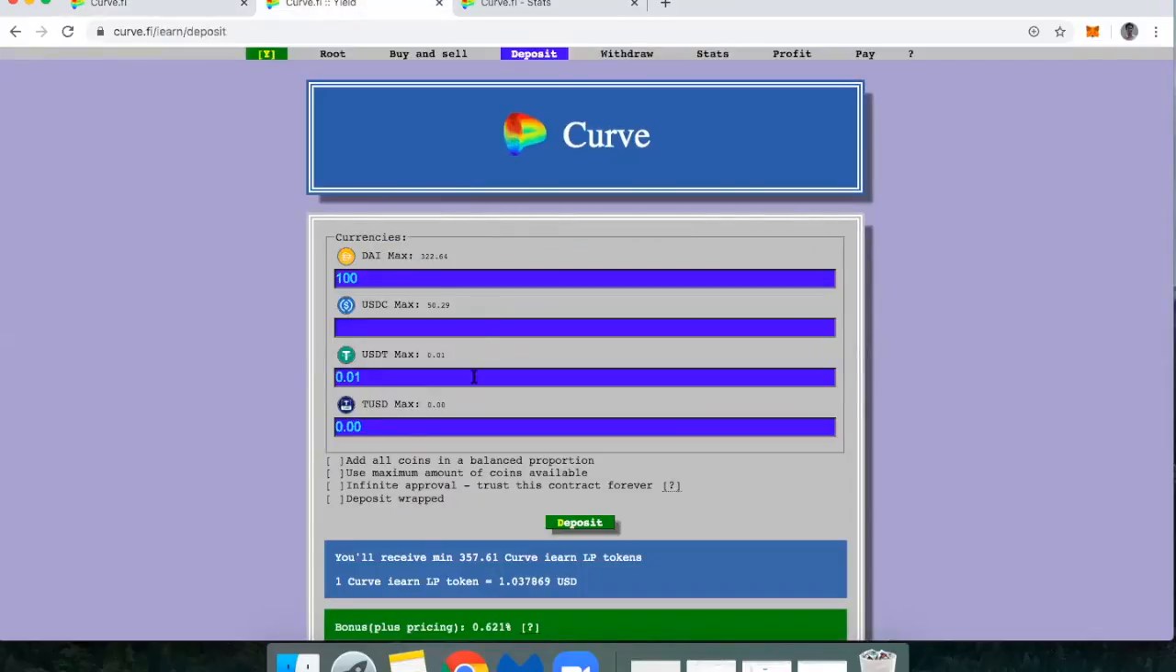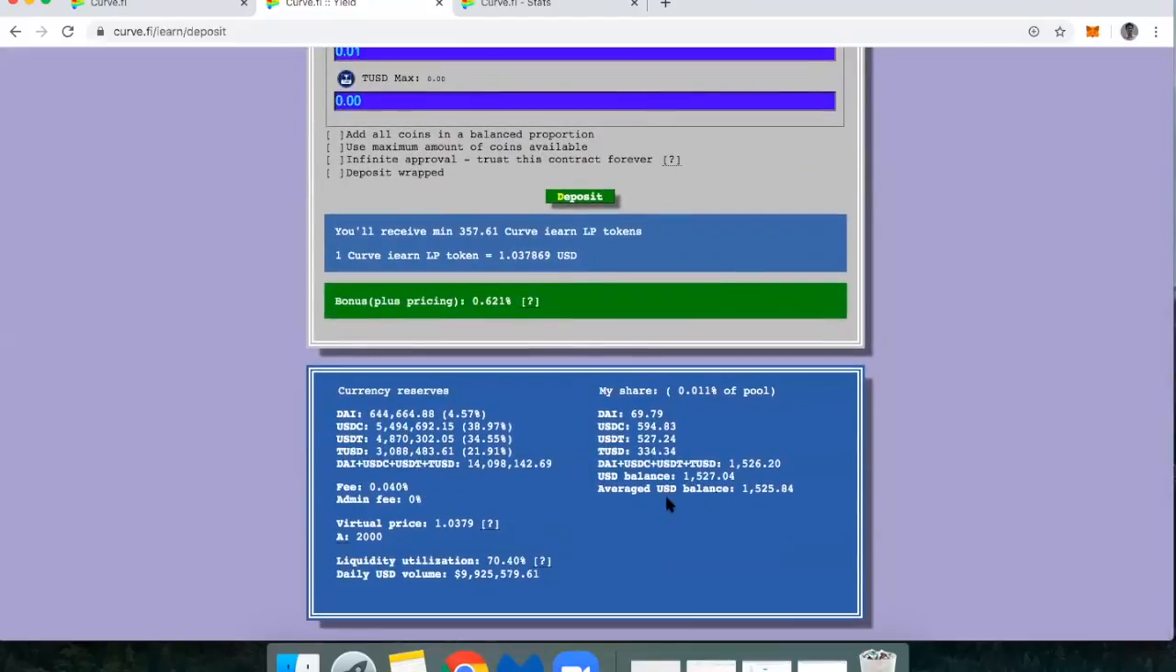Okay, so on the other side of this equation is what's referred to as liquidity providers. This is someone who is willing to deposit their stable coins into Curve and allow traders to trade between them, and to earn the percentage that's paid for each trade as they do these swaps between, let's say, DAI and USDC and Tether and so on. So I can come here and I can deposit 100 DAI. I will end up then with a certain share of the pool.